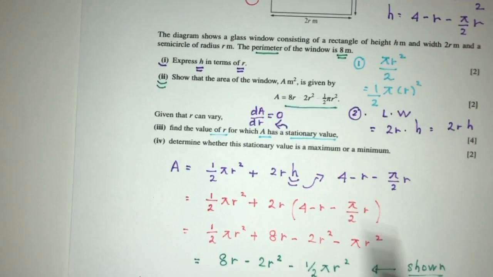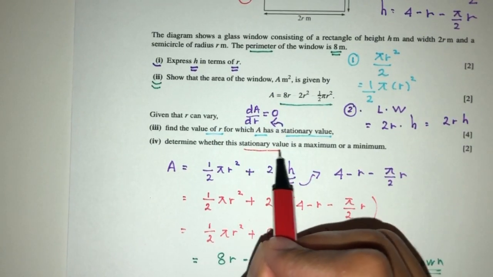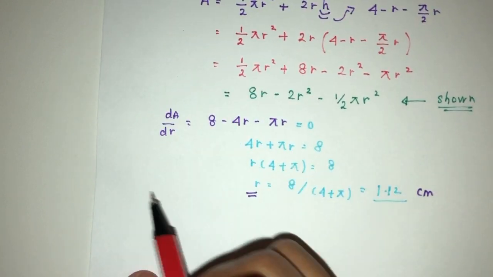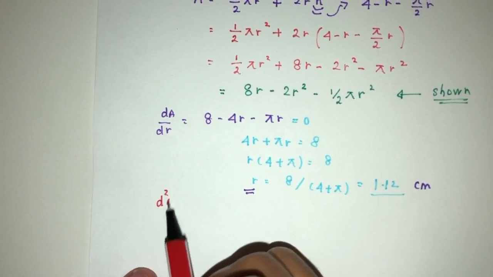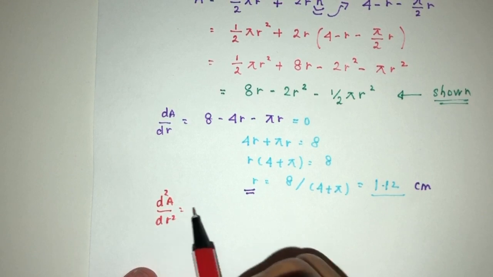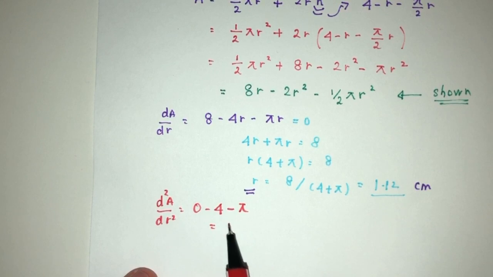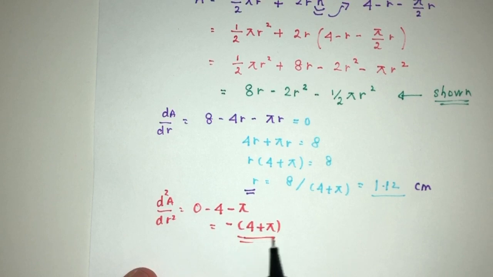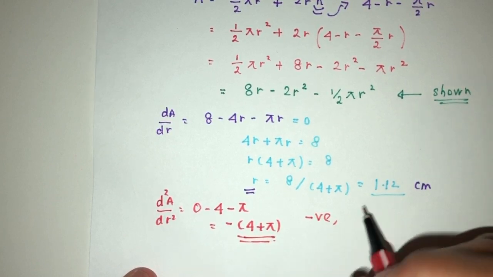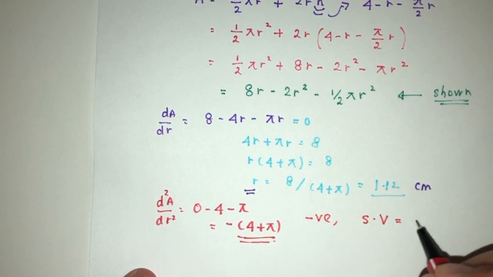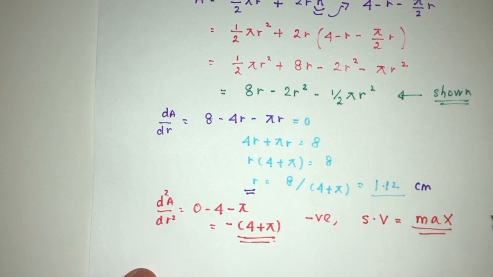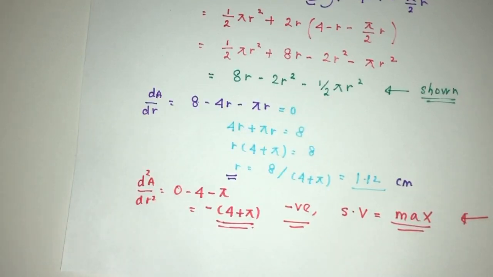Now following up, we have to find the nature of this stationary value. So we have to differentiate one more time. d2A by dr2, that should be 0 minus 4 minus pi. As you can see, that will be a negative value. So because it is a negative value, we conclude the stationary value will be a maximum value. So that's your reasoning. Because it is a negative value, it will be a maximum value. And that will be your question in relation to differentiation.